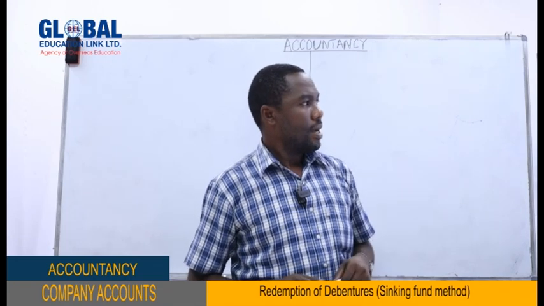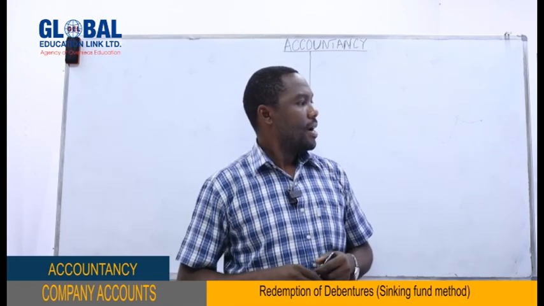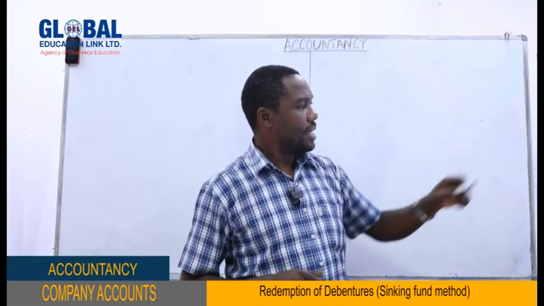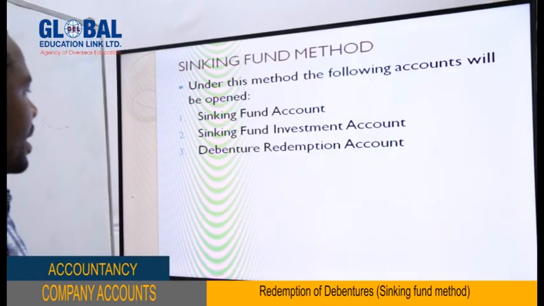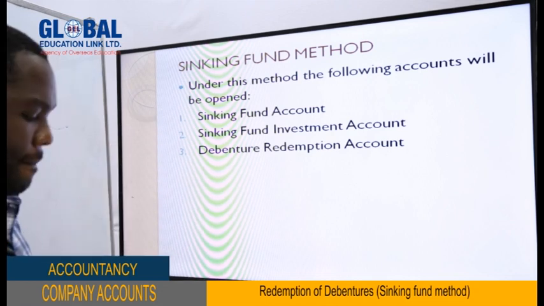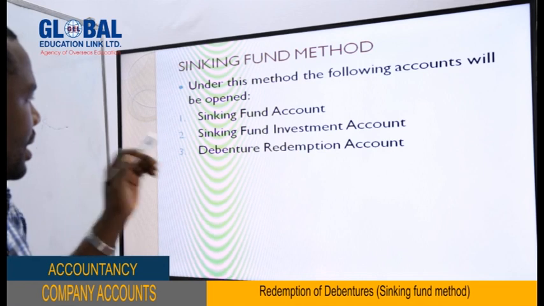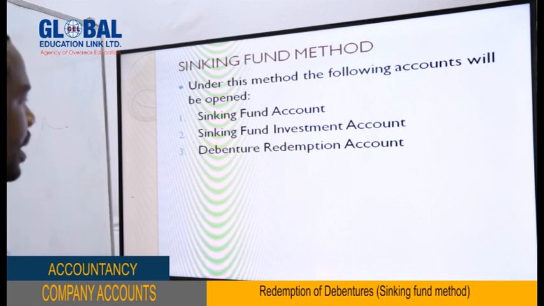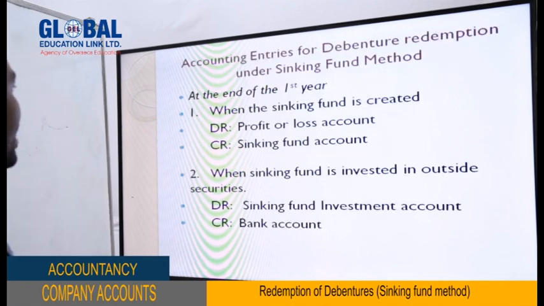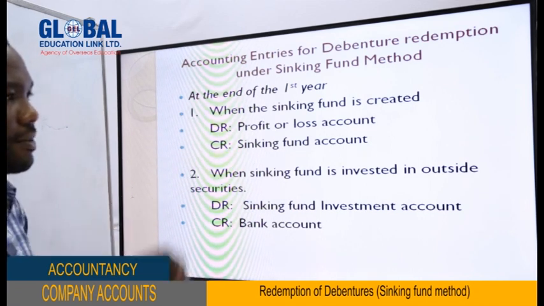You may open more accounts, but these are the basic accounts that you must open. So the question will guide you to the necessary accounts that you will be required to open. Now let's see the accounting entries for the debenture redemption and the sinking fund method.